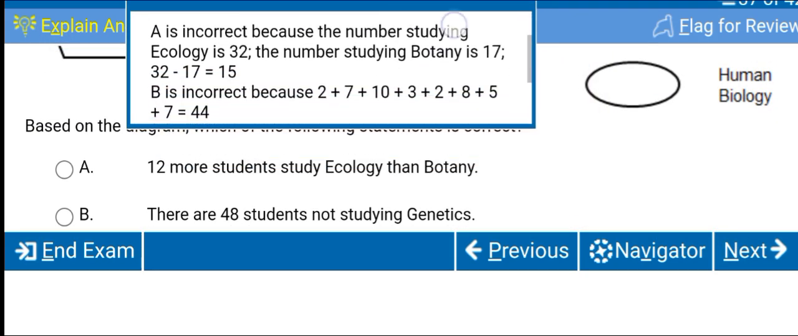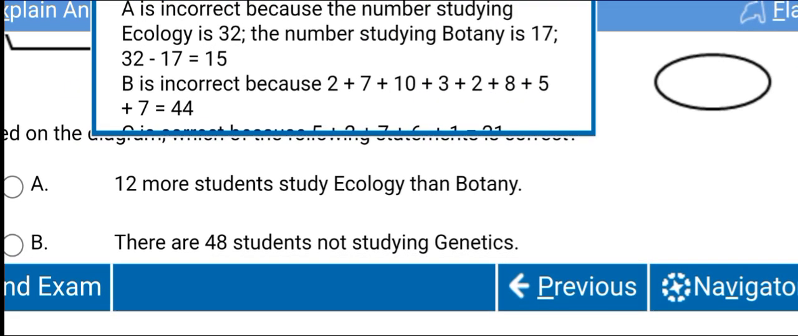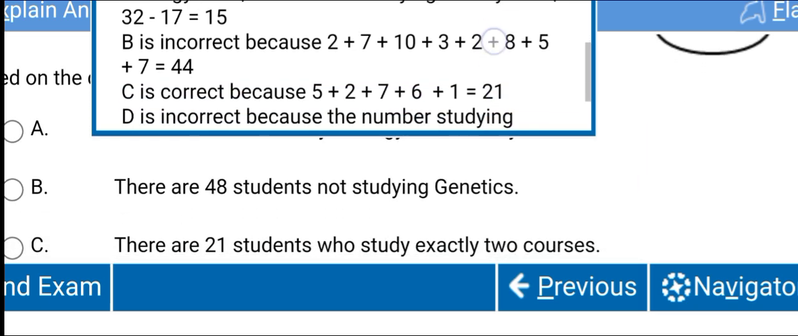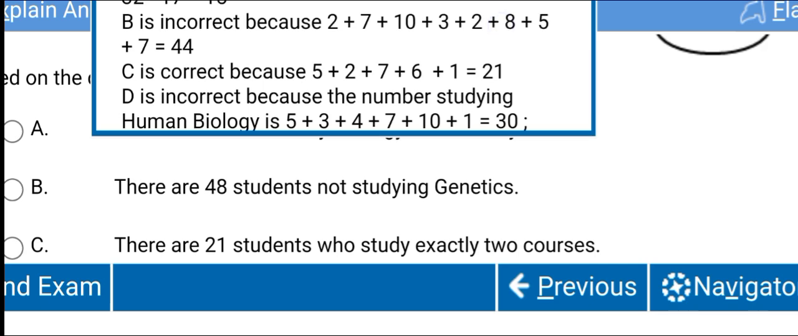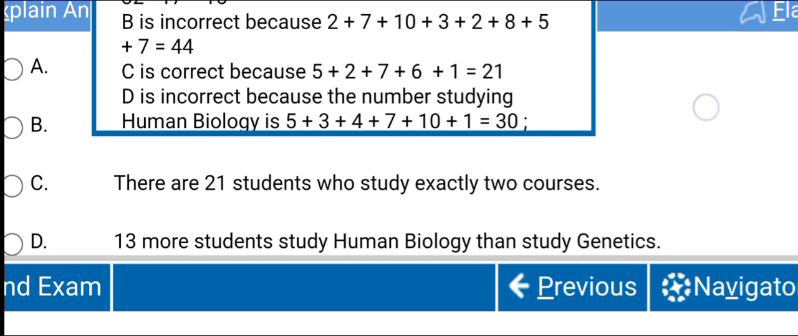So correct option is option C. And option A is incorrect because the number studying ecology is 32 and the number studying botany is 17. So it means 32 minus 17 equals 15. B is incorrect because 2 plus 7 plus 10 plus 3 plus 2 plus 8 plus 5 plus 7 equals 44. So that's why it is incorrect.